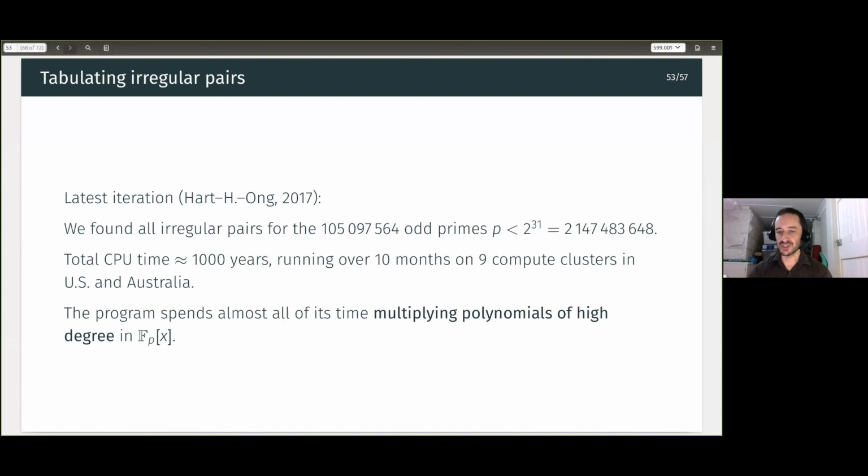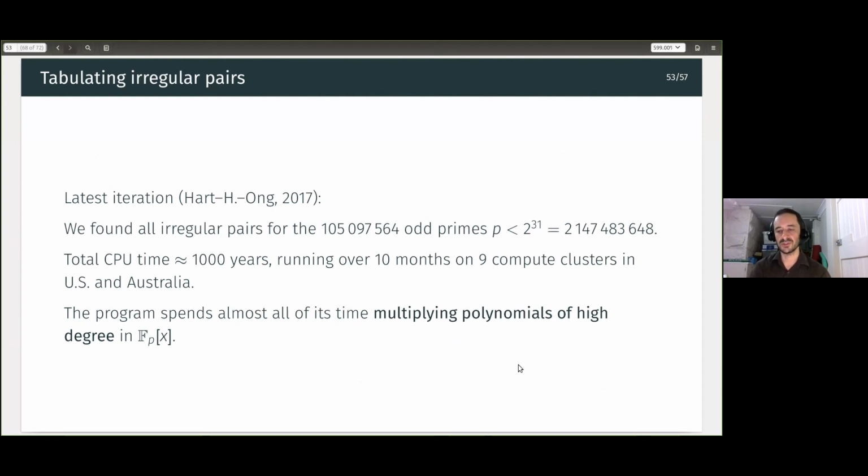And I'll just briefly summarize the computation that I did with Wilson and Bill. So we did this computation for about 100 million primes up to 2 billion, and the total CPU time was about 1,000 core years. This is the largest computation that I've been involved with, and I think it's still a pretty big computation in the number theory domain. There are certainly some bigger ones, but it's still reasonably big.